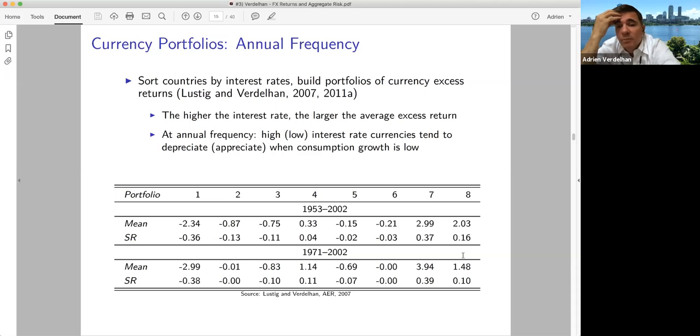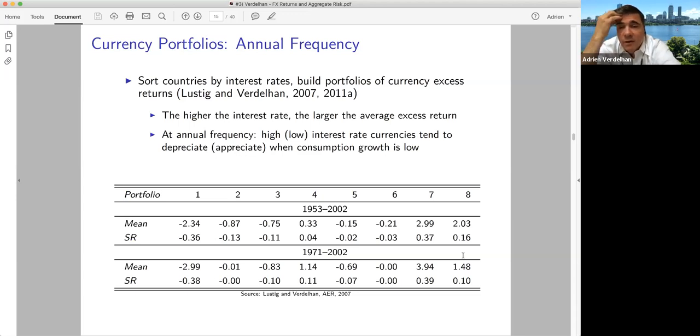So how could it be a compensation for risk? Well, clearly in the last portfolio, if I invest there, I make money on average. I borrow in the US, I always invest in the high interest rate currencies. I make money on average. If I make money on average, it must be that I'm taking on some risk. So what has to be the risk? It has to be that those high interest rate currencies are going to depreciate in bad times.